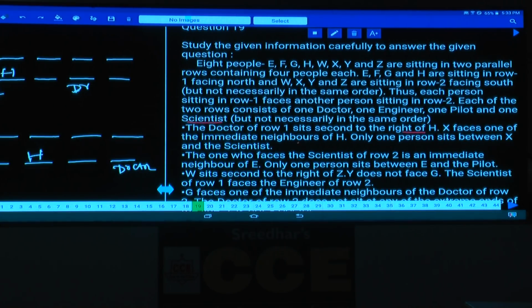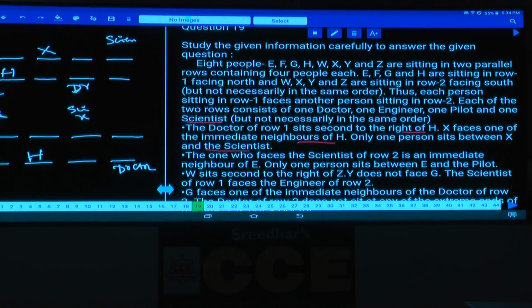X faces one of the immediate neighbors of H. As X faces one of the immediate neighbors of H, X can be either here or here. How many possibilities? There are 2 possibilities in case 2. Only one person between X and the scientist. If X is at the first place, then this person is the scientist, or if X is at the third place, this person is the scientist. Between X and the scientist there is exactly one person, hence in case 1, the scientist must be here.